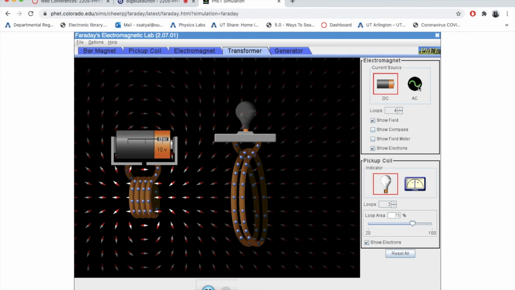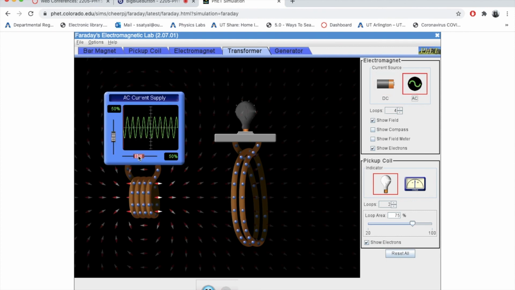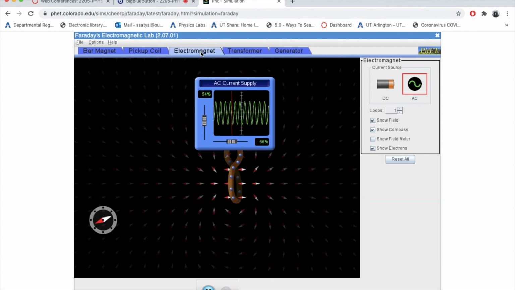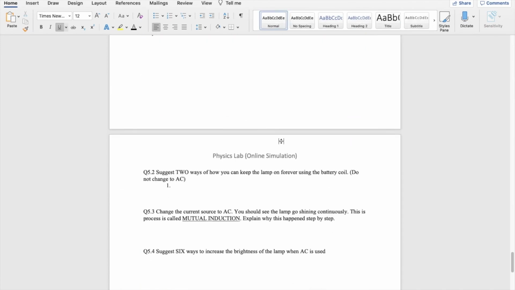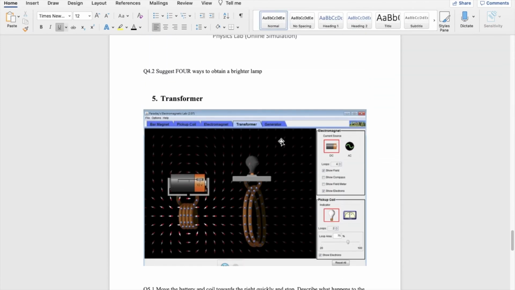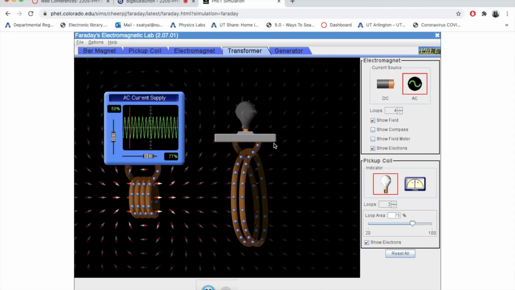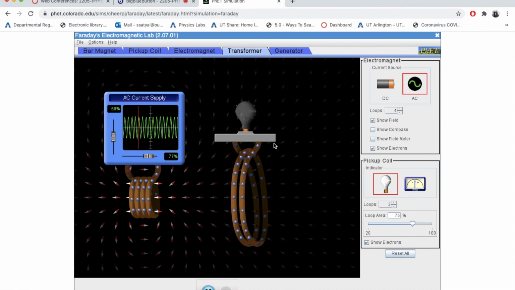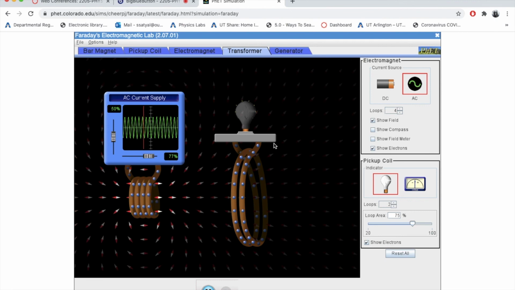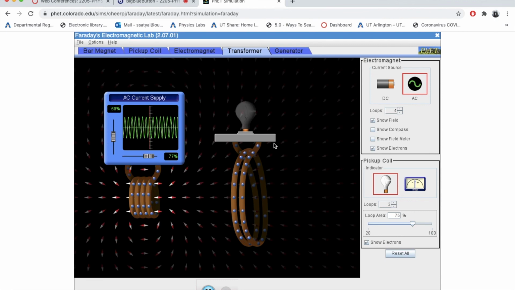In this format here. Okay, sorry, it was here. And I think that takes us to the final part of the lab, transformers. The transformers apply this concept of mutual inductance.